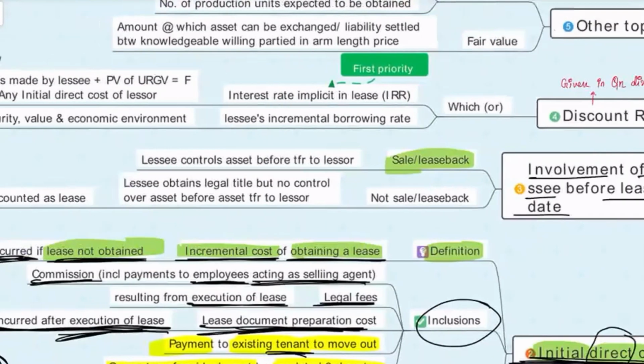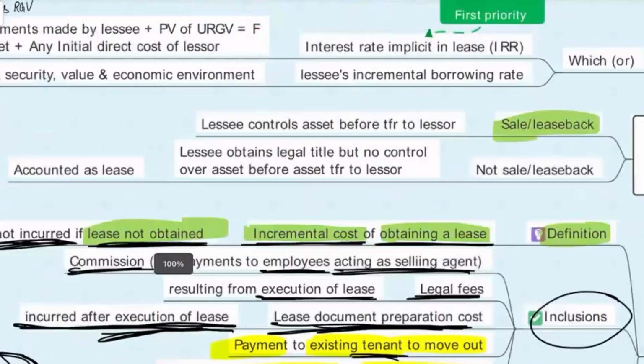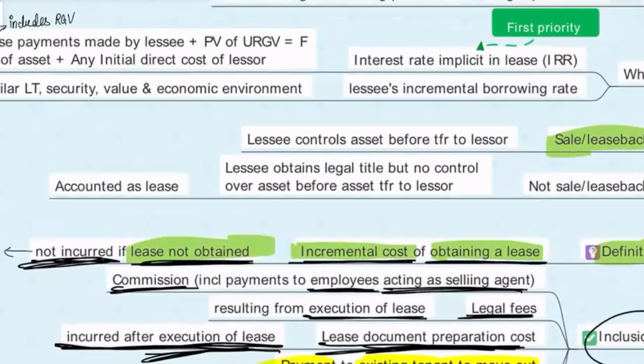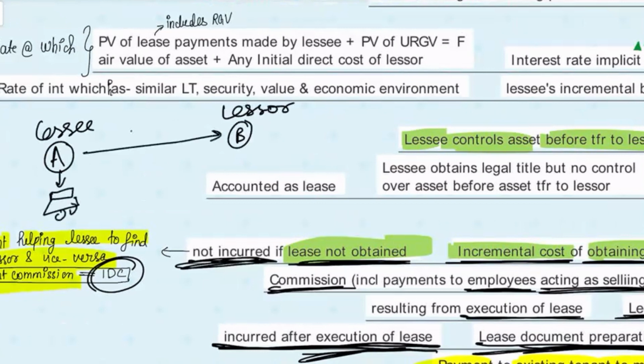So here, what is sale and lease back? What does it mean? We'll understand. If the lessee controls the asset before the transfer to the lessor, what happens is that there was a lessee, suppose person A, and there is person B, which is the lessor. First, person A was having a car. Person A sold this car to person B.